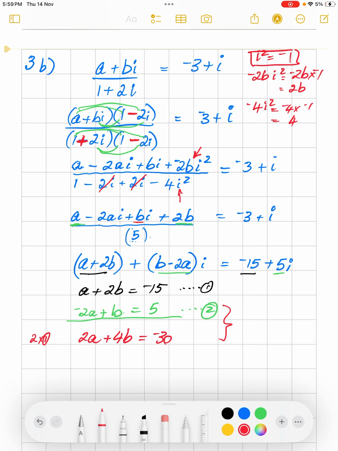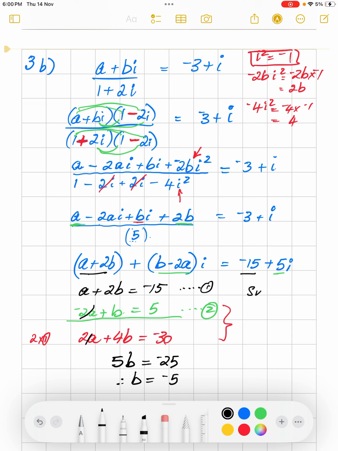Now if we add these two equations together, we get 5b equals negative 25. Therefore, b is negative 5.